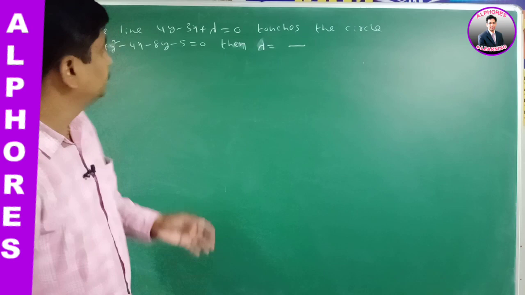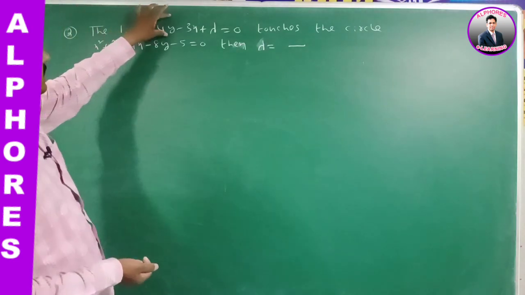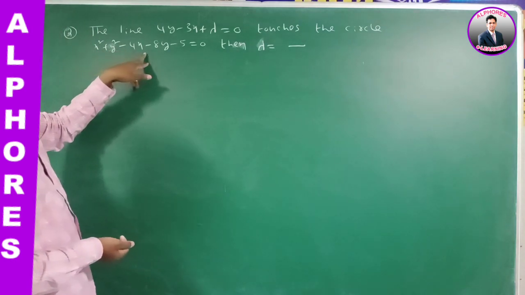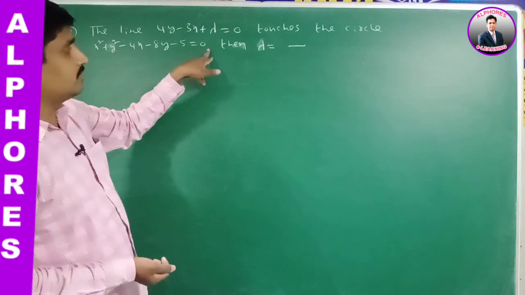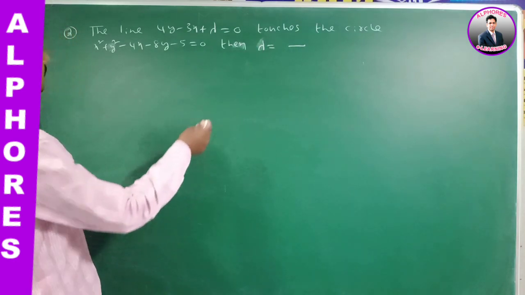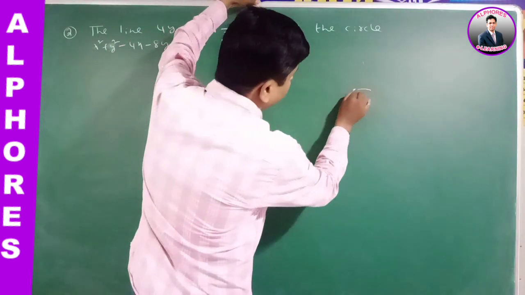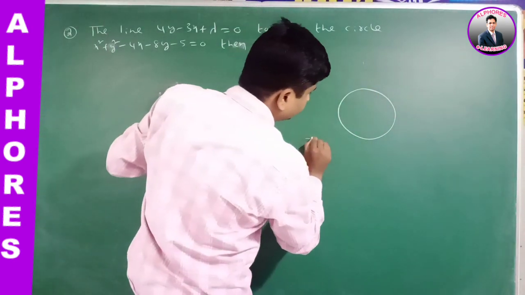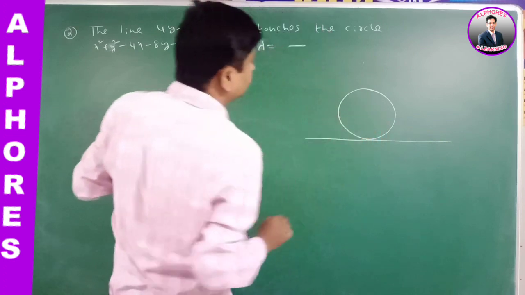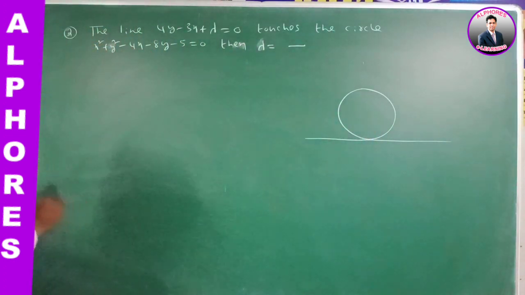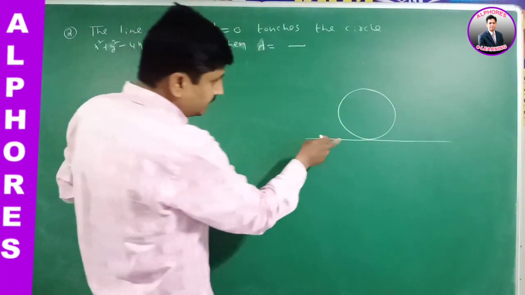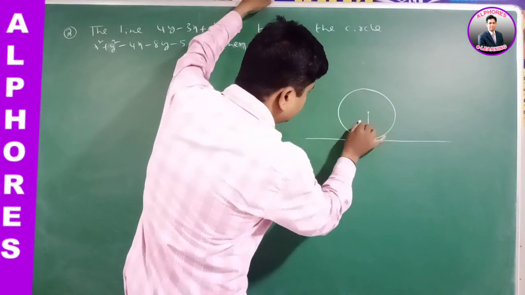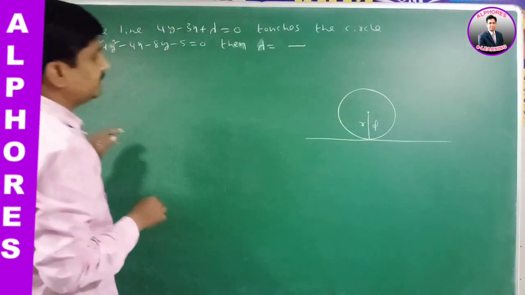Okay students, next problem. The line 4y minus 3x plus lambda equal to 0 touches the circle x square plus y square minus 4x minus 8y minus 5 equal to 0, then lambda equal to. This is the given circle, this is the given line. If the line touches the circle, then the condition is r equal to d.